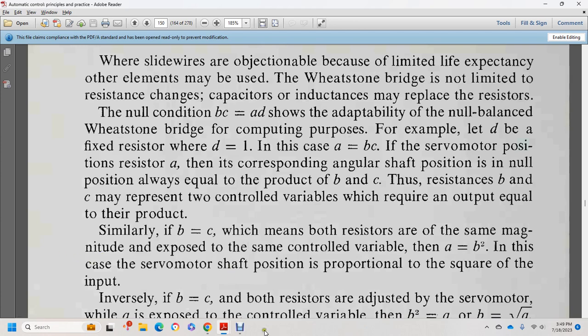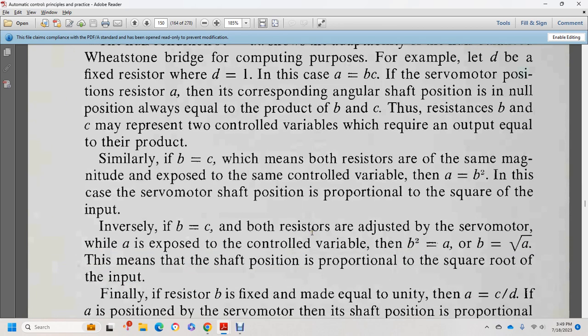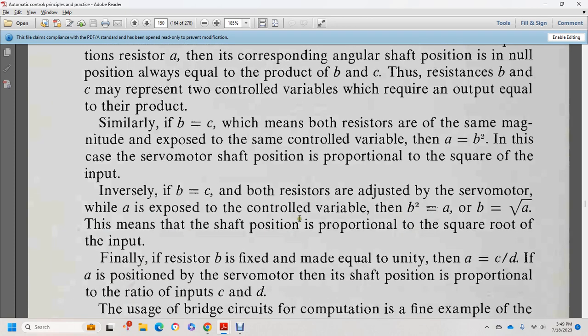Inversely, B equals C with both resistors adjusted by the servo motor while A is exposed to the control variable, so B squared equals A, and then B equals the square root of A. This means the shaft position is proportional to the square root of the input. With a fixed resistor equal to unity, A equals C over D. If A is positioned by the servo motor, then its shaft position is proportional to the ratio of the inputs C and D.